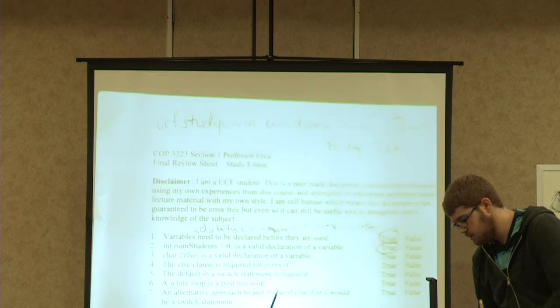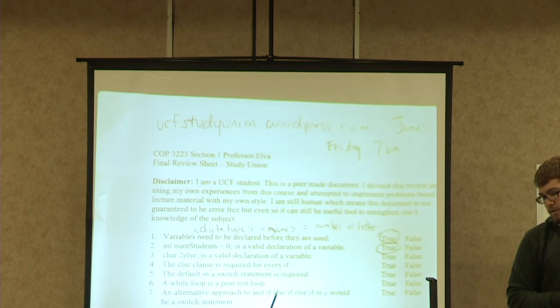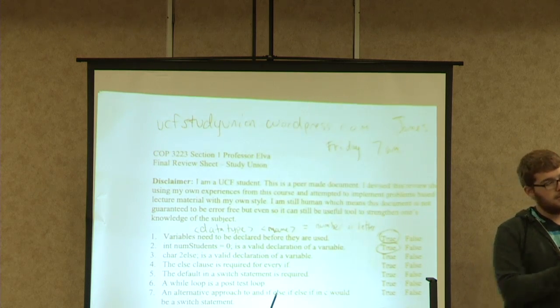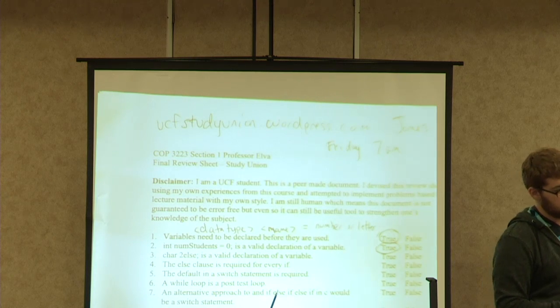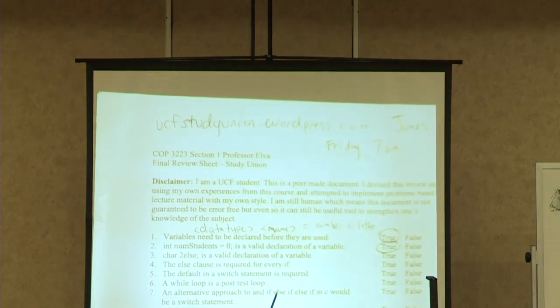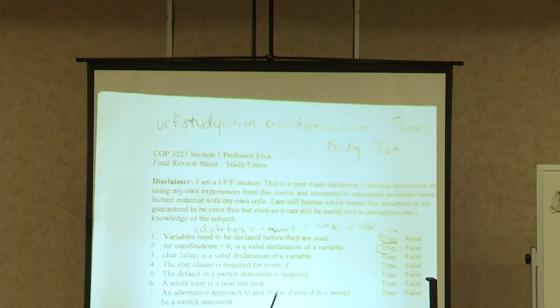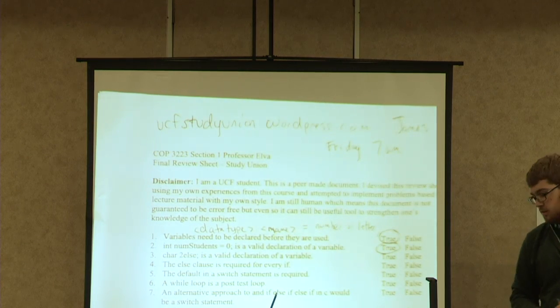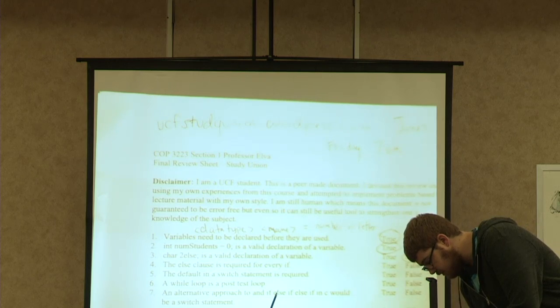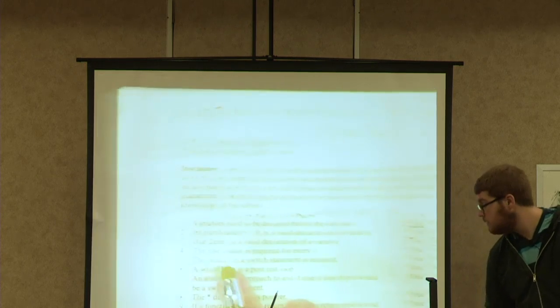The next one is char 2else; is a valid declaration of a variable. That's false. Do you know why it's false? Yeah, because the name of the variable starts with a number. Yeah, and it can only start with an underscore or a letter. So that one is false.